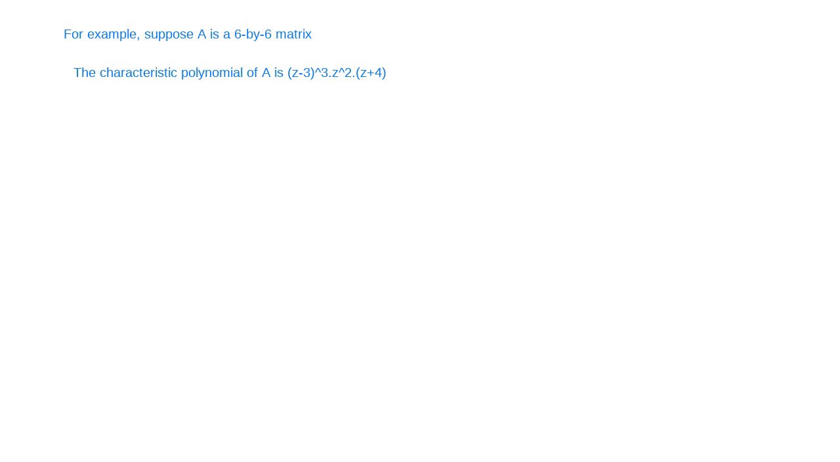Okay. So we're going to put W1 to be the null space of (A minus 3 times I) cubed. W2 is going to be the null space of A squared. And W3 is going to be the null space of A plus 4 times the identity. And what we know is that W1 has dimension 3, W2 has dimension 2, W3 has dimension 1.